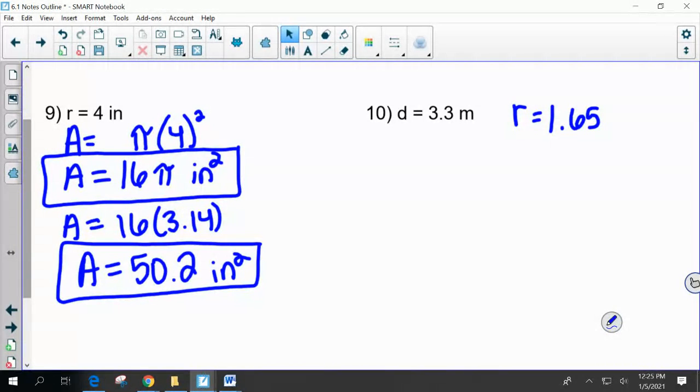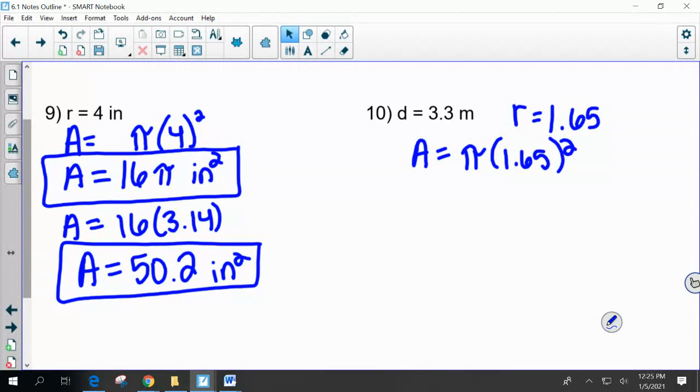So I got 1.65. Okay, so I would not try to round as much as possible. So then I have my area equals pi times 1.65 squared.